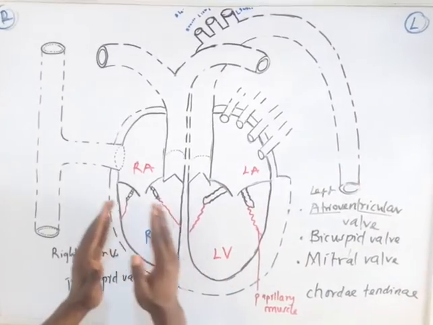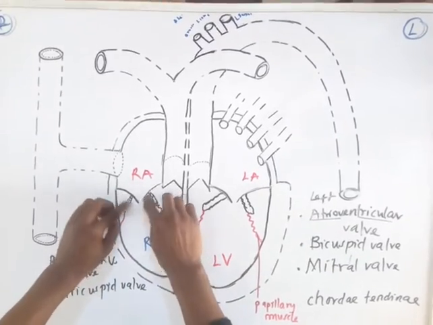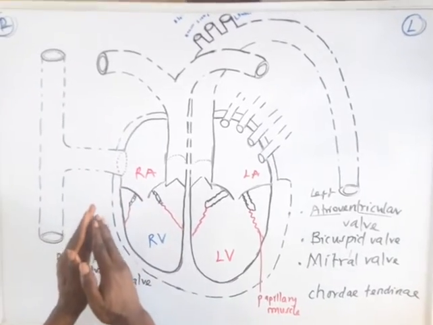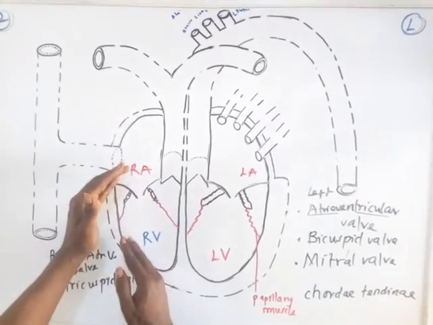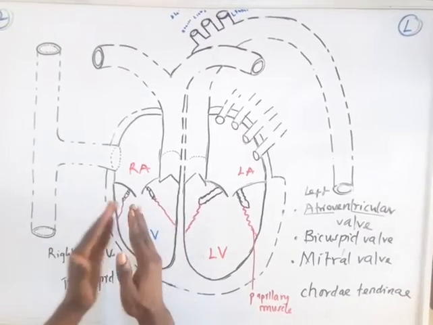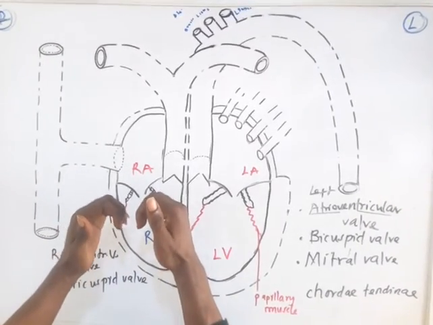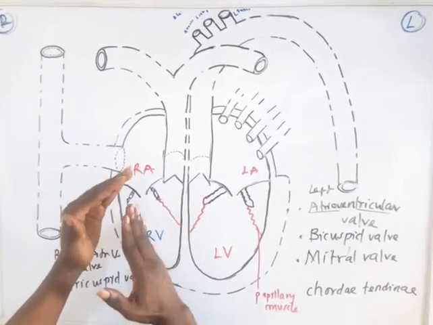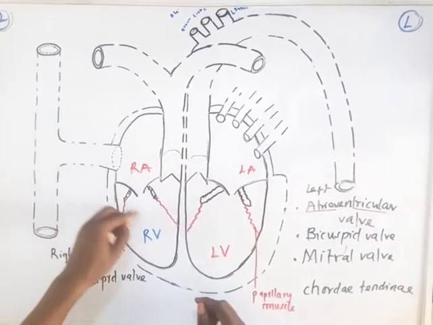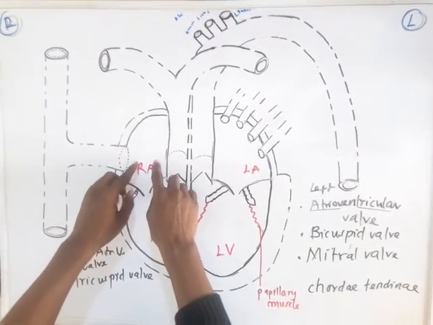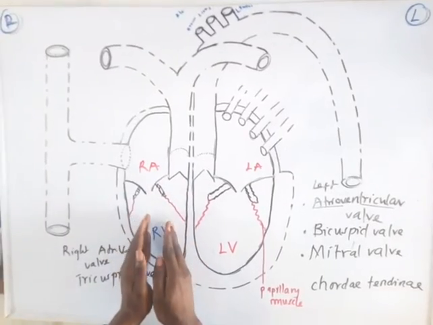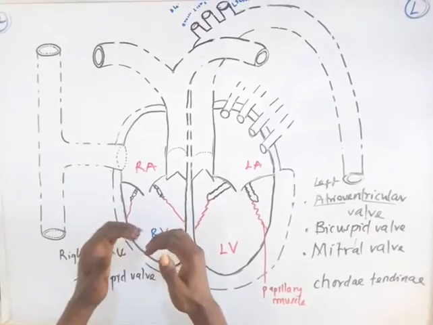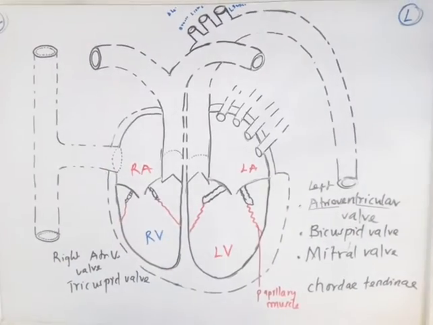Now remember the right side of the heart. This valve is the right atrioventricular valve, and on this side there are three cusps, one, two here, and one here. This valve helps the blood move from the right atrium to the right ventricle. Since it has three cusps, it is called the tricuspid valve, the right atrioventricular valve.